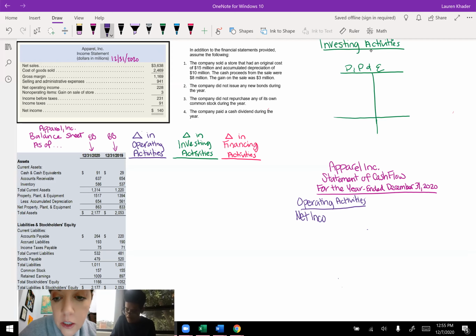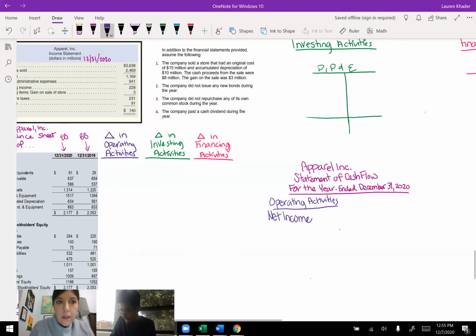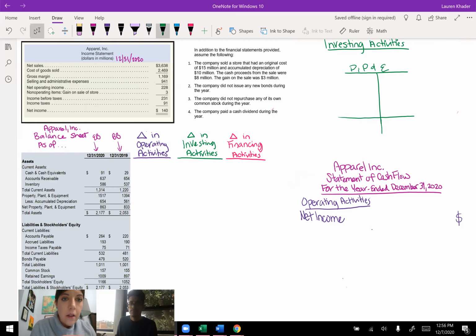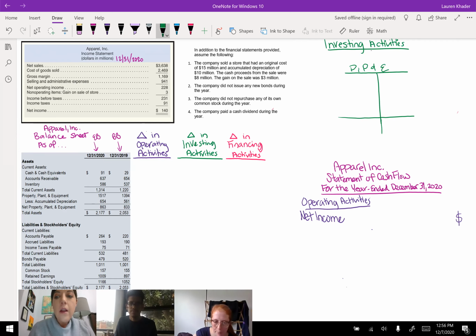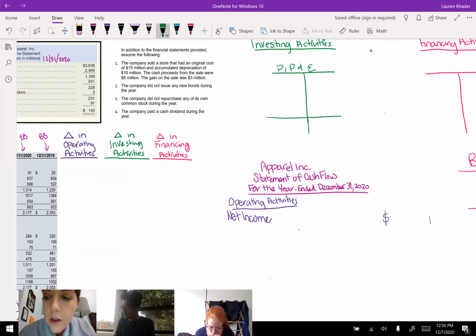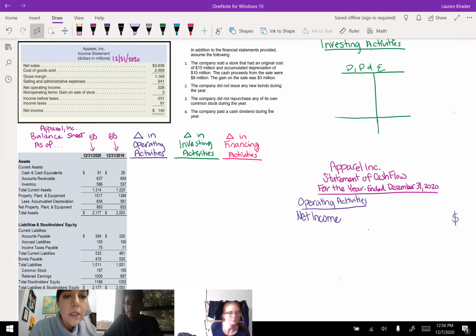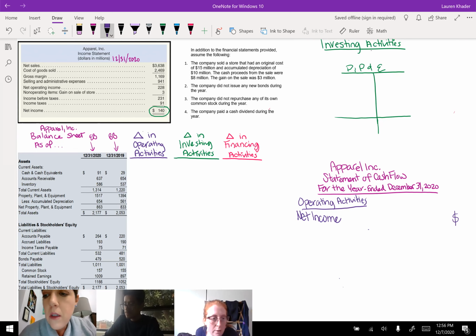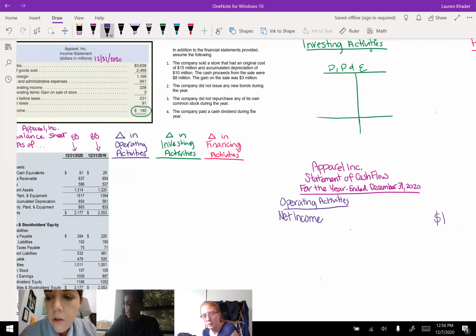And I want you to give yourself a little bit of space. We're going to have an inner and an outer column. So I'm going to go over a little bit to the right. And where does net income come from? What financial statement? The income statement? The income statement, correct. So I'll just write over here that it's coming from the income statement so you know that. And net income from the income statement was 140. And it's in millions. We don't care about the zeros right now. We're just going to roll them off.